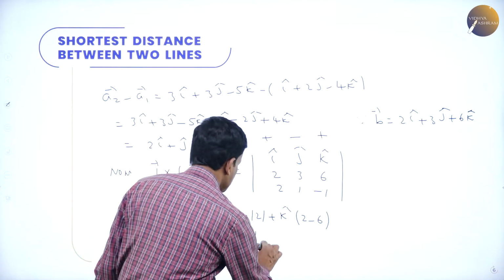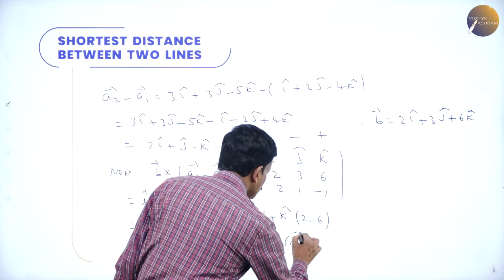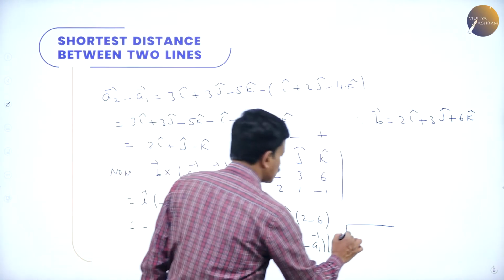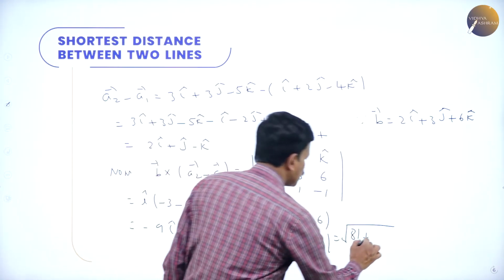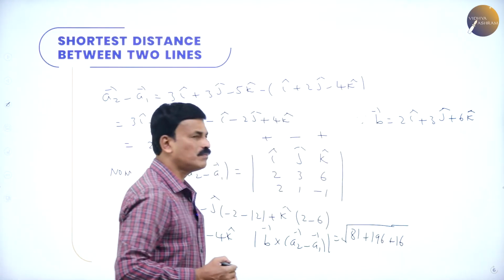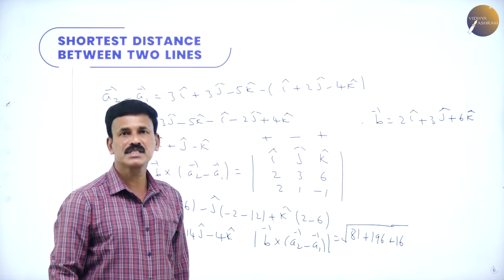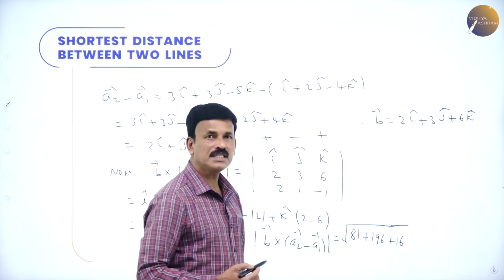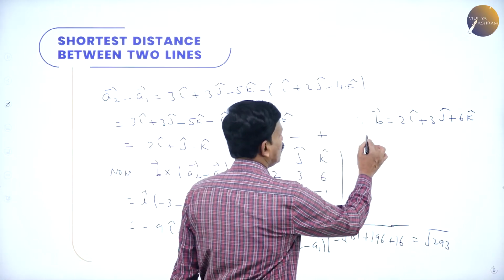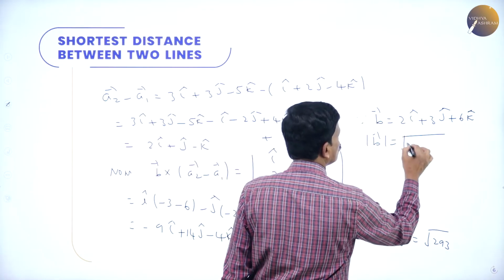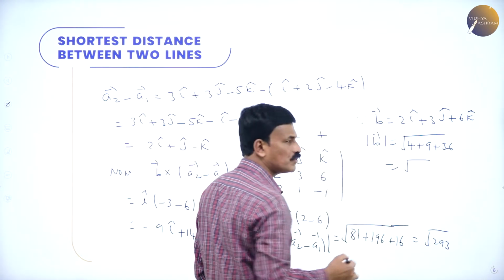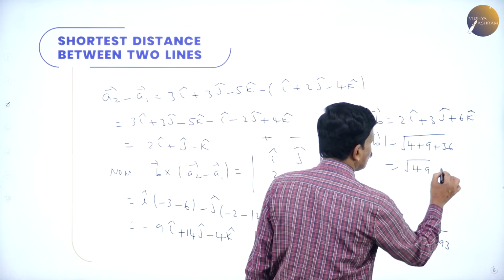Find out the magnitude of this. Length of B cross A2 minus A1 vector. So this is equal to square root of 9 square, minus 9 square is 81, plus 14 square is 196, plus minus 4 square is 16. So 81 plus 196 plus 16. If you add this, you will get 293, square root of 293. And find out the length of vector B. Length of vector B is equal to 2 square is 4, 3 square is 9, 6 square is 36. So this is equal to 36 plus 4 is 40 plus 9 is 49, square root of 49 is 7.